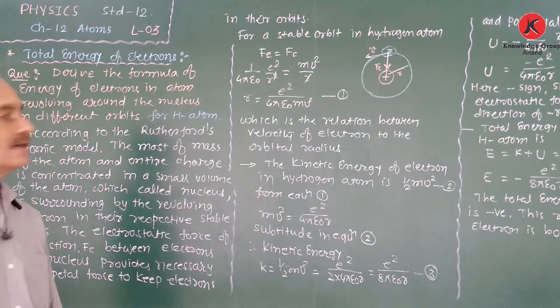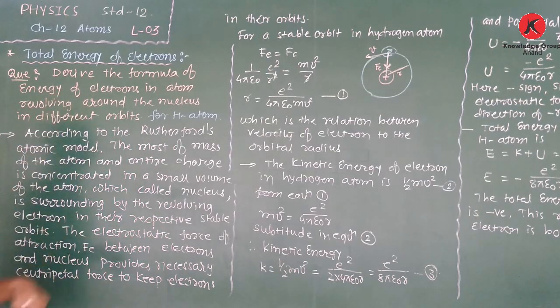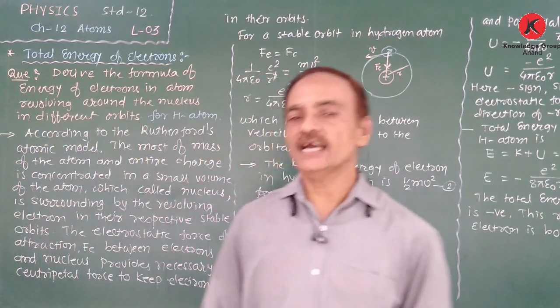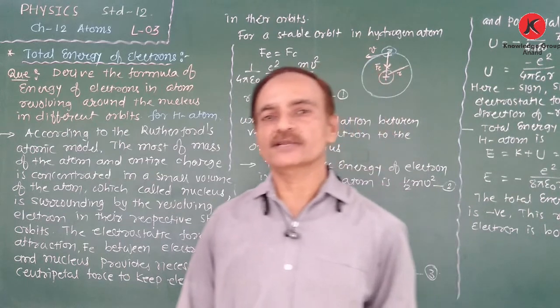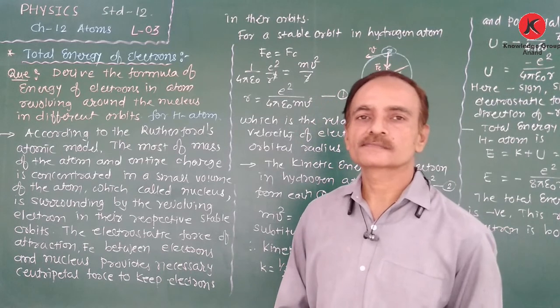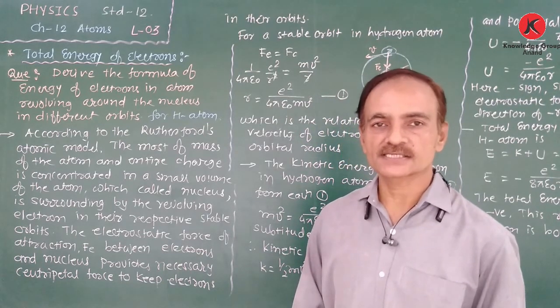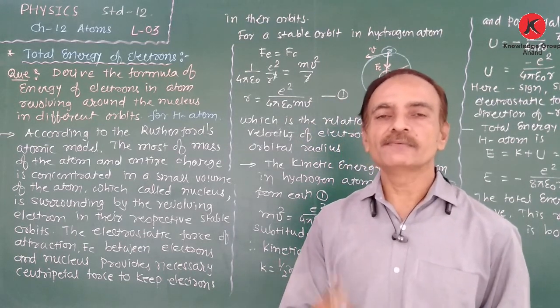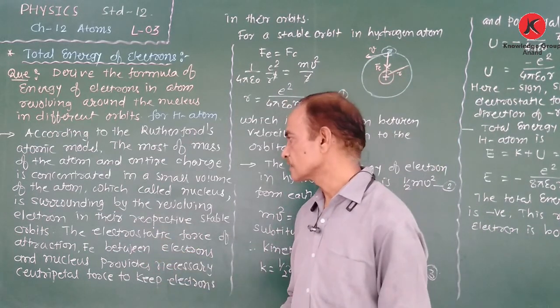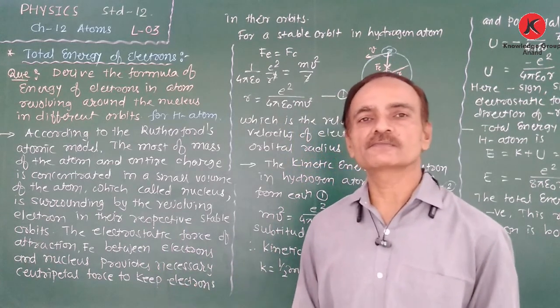Again, the question is the formula for the total energy of an electron in a hydrogen atom revolving around the nucleus in different orbits. According to the Rutherford atomic model, the entire positive charge and most of the mass of the atom is concentrated in a small volume of the atom. This small volume is known as the nucleus, while the electrons revolve in circular orbits around the nucleus. Right? So that is the Rutherford atomic model.